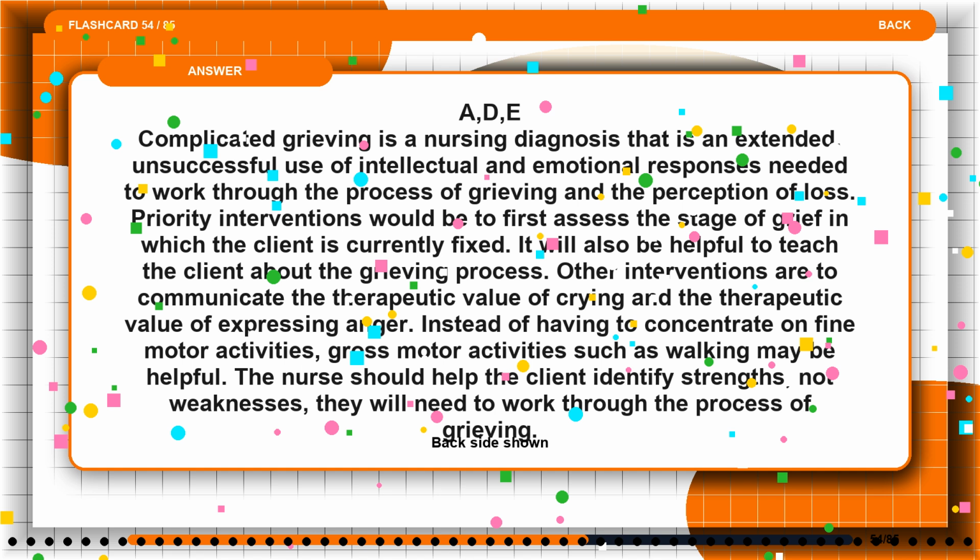Priority interventions would be to first assess the stage of grief in which the client is currently fixed. It will also be helpful to teach the client about the grieving process. Other interventions are to communicate the therapeutic value of crying and the therapeutic value of expressing anger. Instead of having to concentrate on fine motor activities, gross motor activities such as walking may be helpful. The nurse should help the client identify strengths, not weaknesses, they will need to work through the process of grieving.